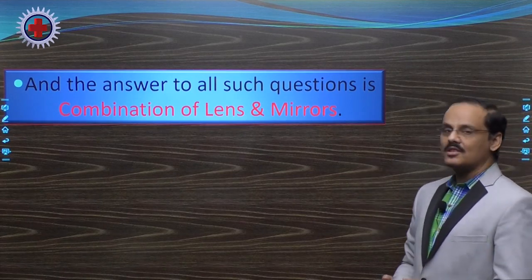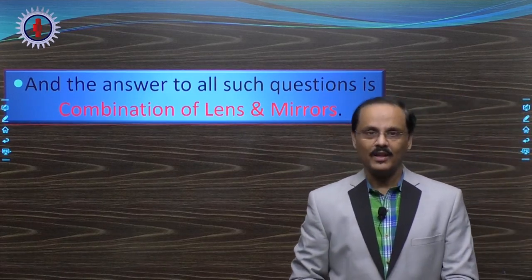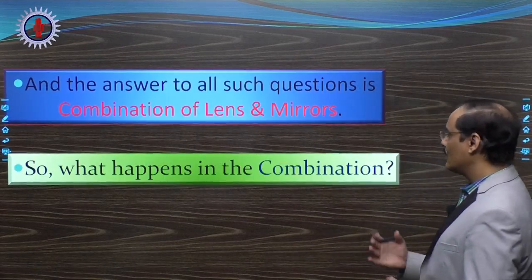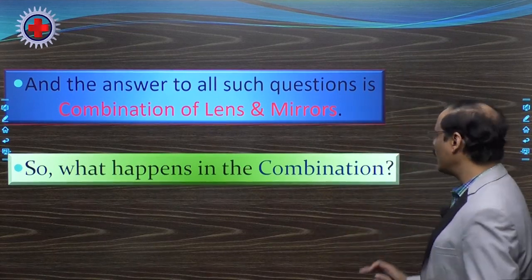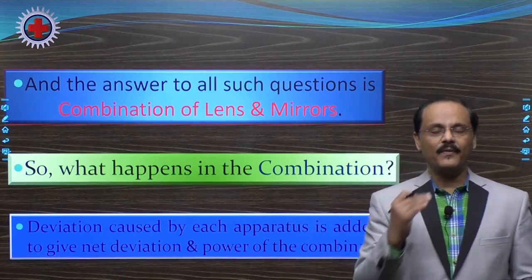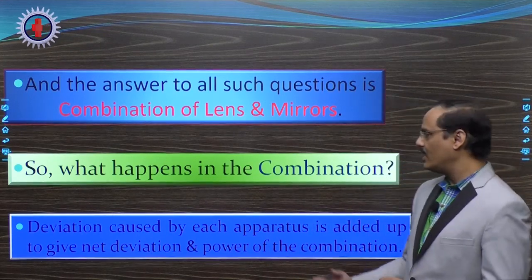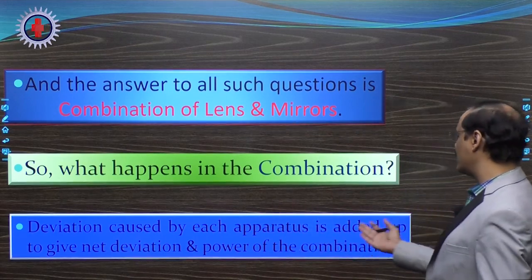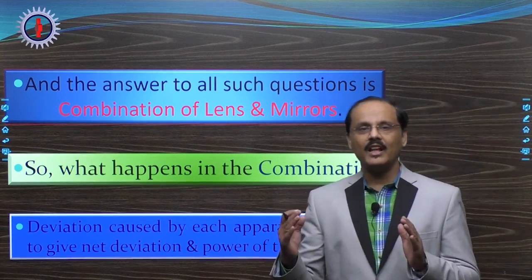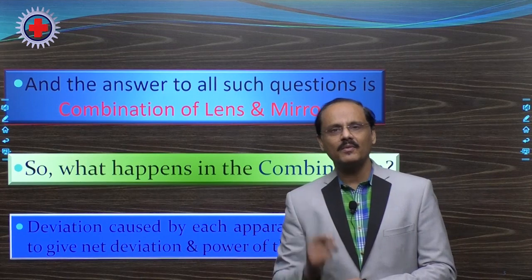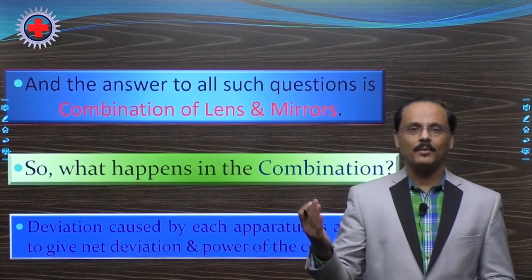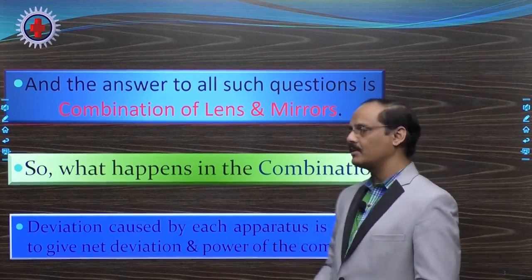And the answer to all such questions is combination of lenses and mirrors. Now what happens in the combination? When light passes through different lenses and mirrors, it gets deviated, and the deviation caused by each apparatus is added up to give net deviation and power of the combination. So when light passes through different apparatus, each of them deviates light from its path, and net deviation is obtained from the sum of all those deviations.